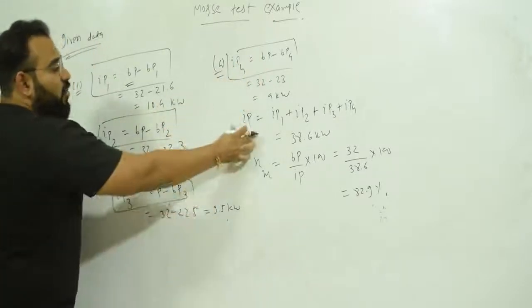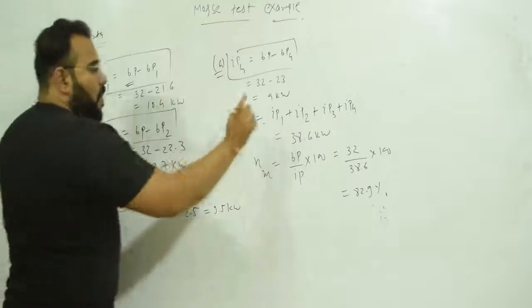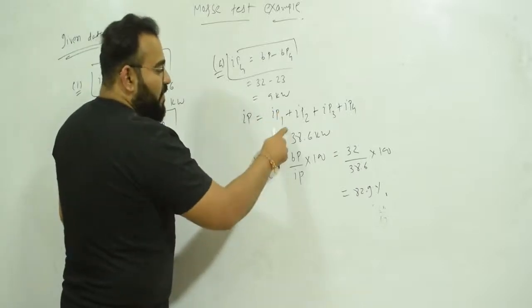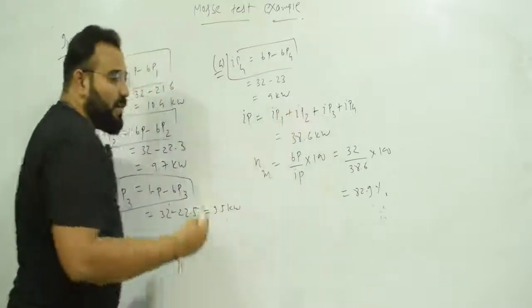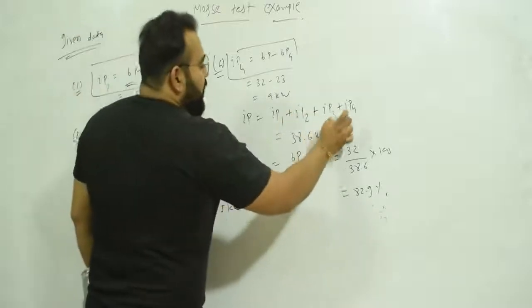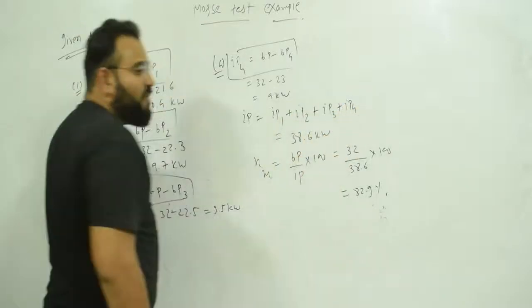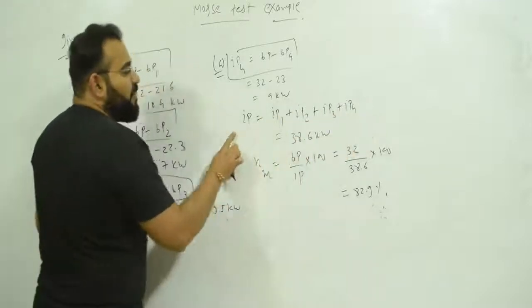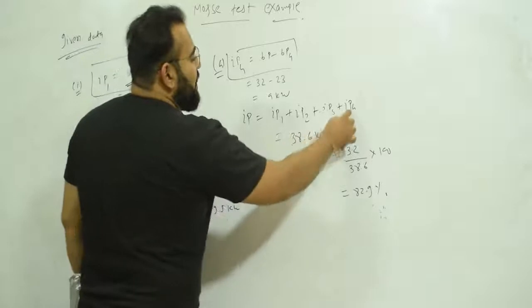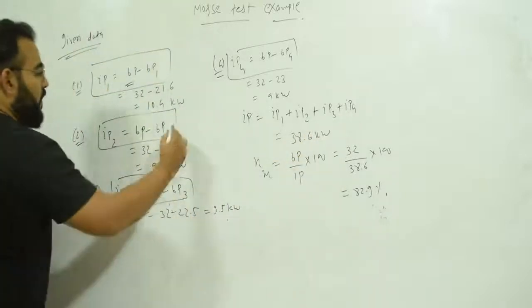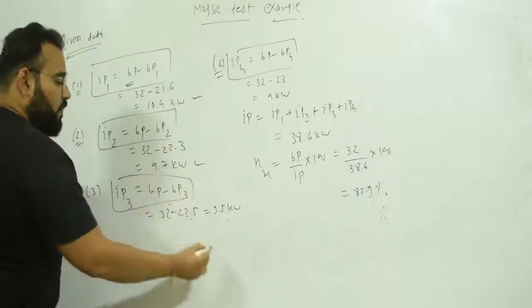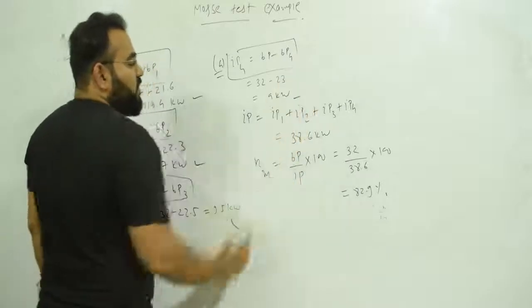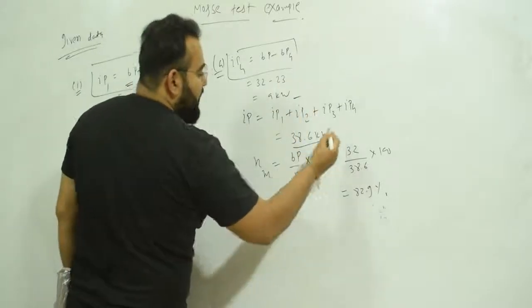So the total indicated power: IP1 is the indicated power developed in the first cylinder, IP2 in the second, IP3 in the third, and IP4 in the fourth. Because we have 4 cylinders, we find the summation of 4. So total indicated power will be IP1 plus IP2 plus IP3 plus IP4. The summation of these 4 will be 38.6 kilowatt.